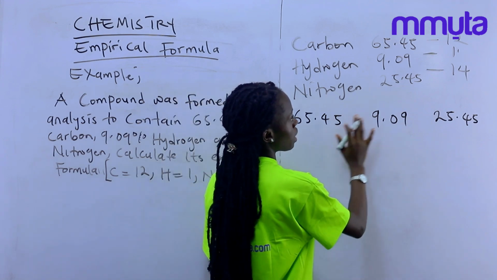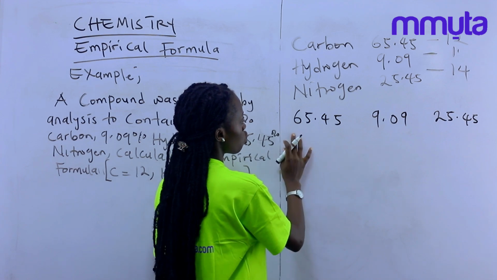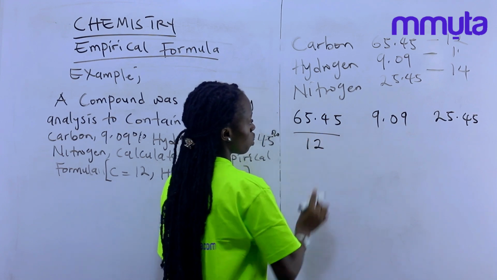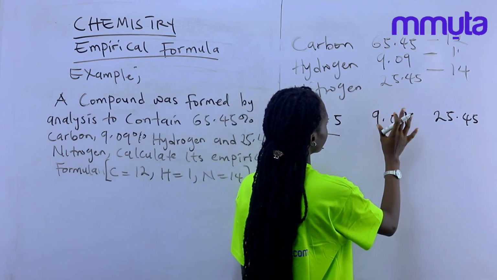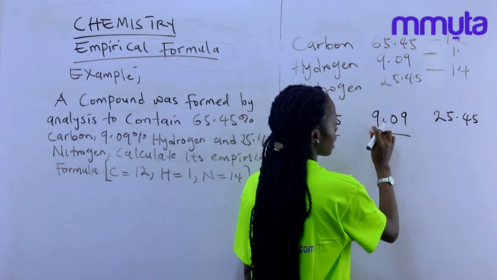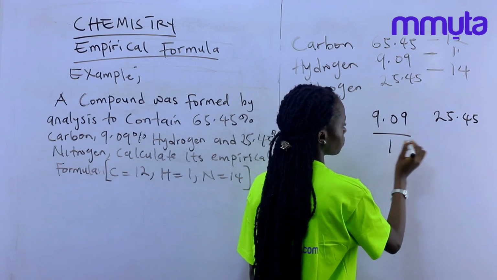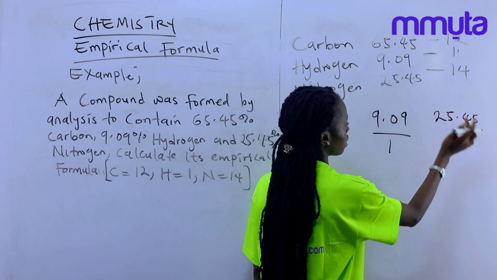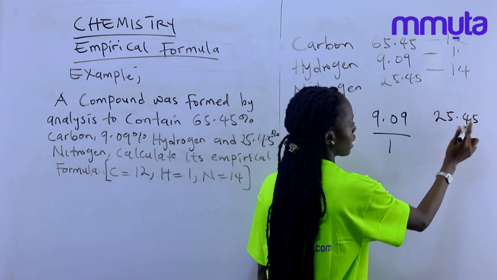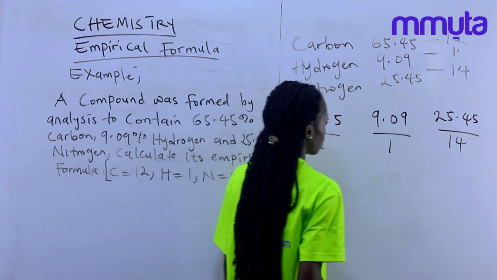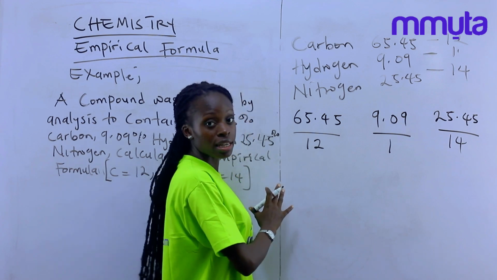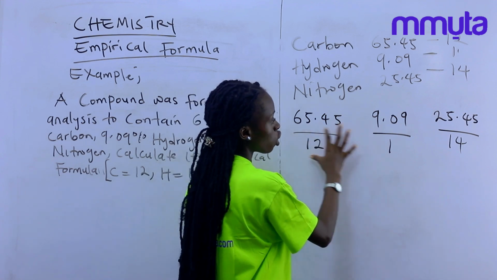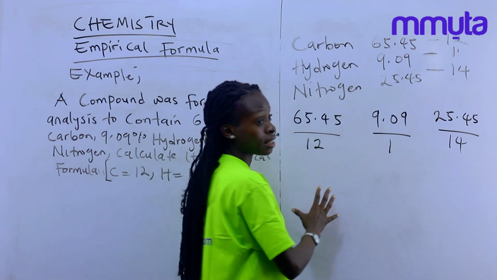The relative atomic mass of carbon is 12. So we say 65.45 divided by 12. Relative atomic mass of hydrogen is 1, so 9.09 divided by 1. And relative atomic mass of nitrogen is 14, so we have 25.45 divided by 14. After arranging it like this, the next step would be to divide all of this. After dividing it, you can then go further.